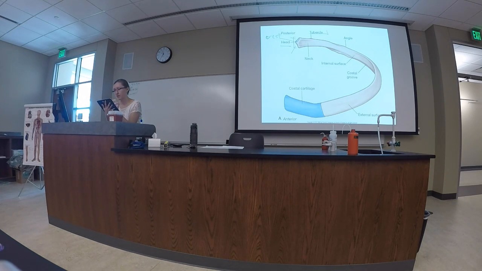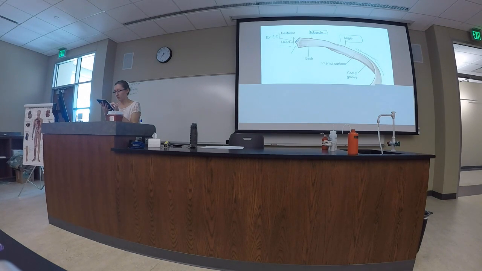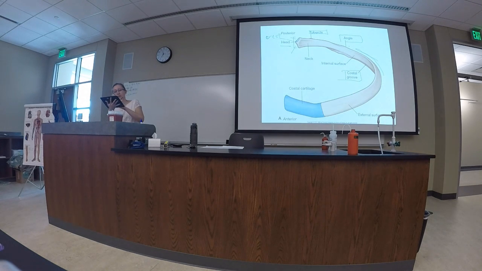We have the tubercle, where we have muscle and ligament attachment, and also a facet for the transverse process. An angle where the rib starts to curve and twist around the barrel of the thorax. A groove here where the intercostal vessels and nerves run. And then finally, we have a continuous articulation, a symphysis-style articulation, between the rib bone and the costal cartilage here.